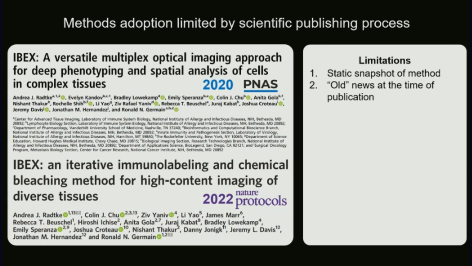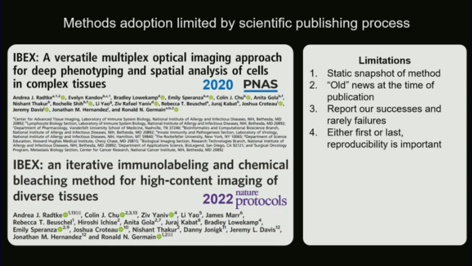My record for time from preprint to publication was 633 days. That nearly killed me. It was tough. And we report our successes, but not our failures, right? Either you're first or last, but we know that reproducibility is very important. So how do we capture that?